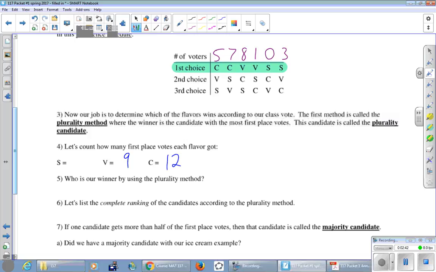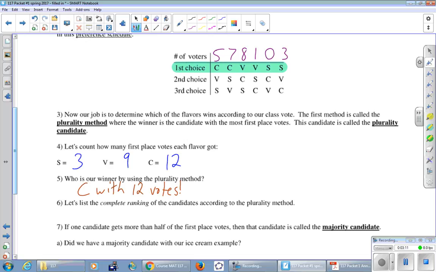And then finally, strawberry first. We had nobody in this 5th column and 3 people in the last column. So that's 3 people altogether who thought strawberry was the best. Number 5, who is our winner by using the plurality method? So the winner is whoever has the most first place votes. So chocolate, 12 votes, wins our class vote.